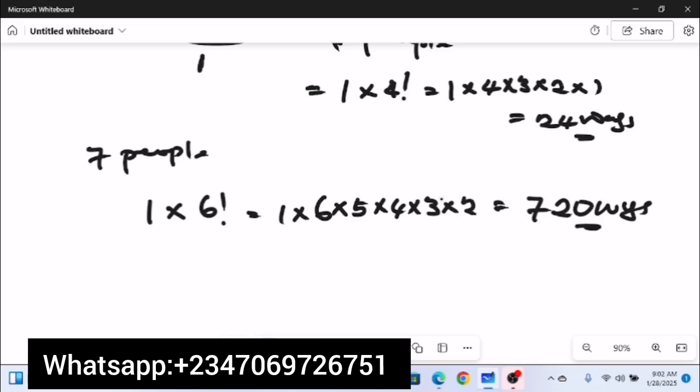720 ways. So this is the number of ways in which you can arrange 7 people in a board of directors meeting or on a round table, right? So whenever it has to do with cyclic permutation, you keep one fixed, then you spread the remaining 6, or you permutate the remaining numbers.